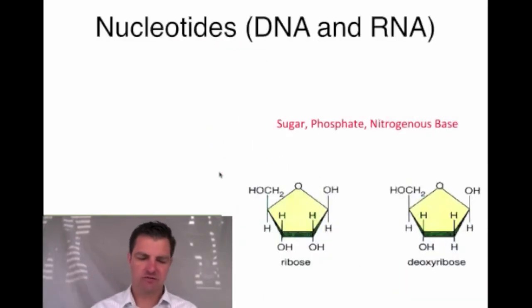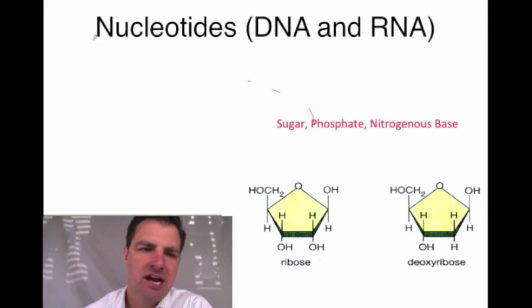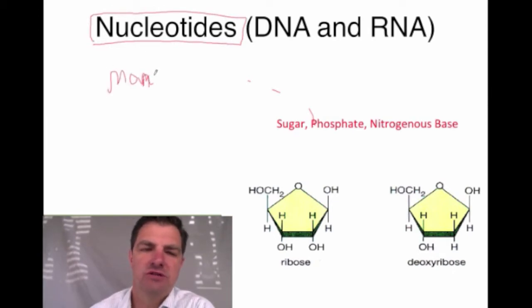I want to talk about, first of all, when we talk about DNA or RNA, when we talk about these nucleic acids, nucleic acids are made up of these smaller monomers called nucleotides. So a monomer is a single unit. And if you put a bunch of monomers together over and over again, you get a polymer.